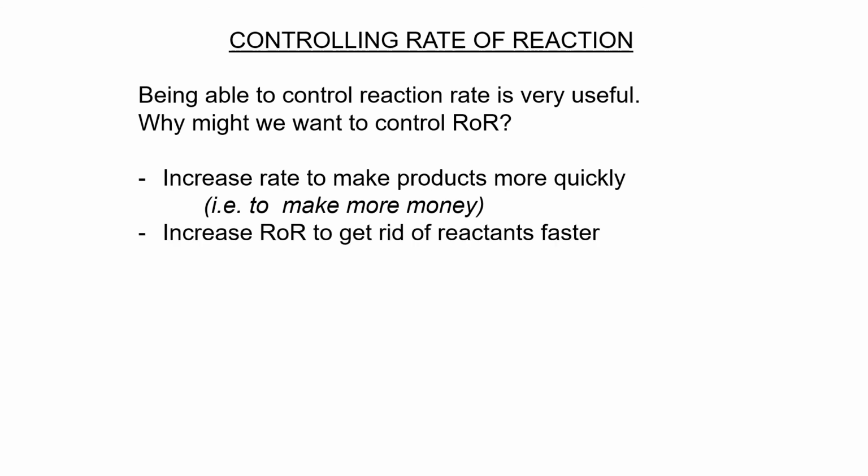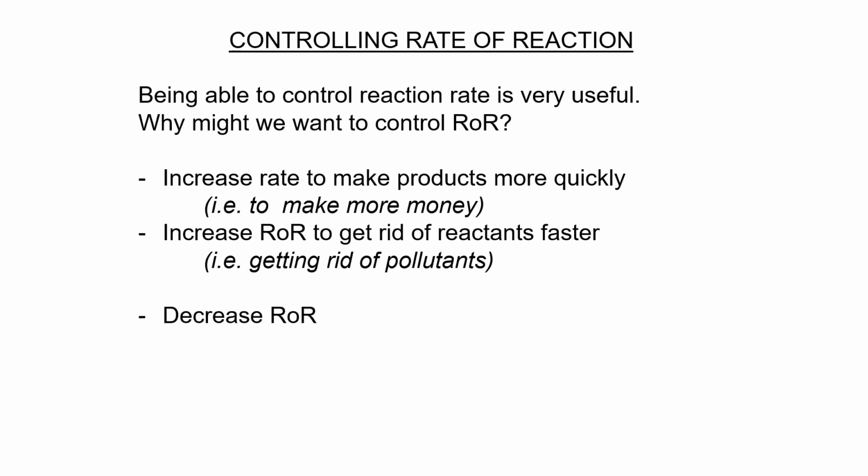We also might want to increase the rate of reaction to get rid of reactants faster. Now, if you've heard of something called a catalytic converter, that is something that is found in the engine of a car that helps to get rid of pollutants and break them down more quickly. So sometimes getting rid of reactants is actually what we want to do. It's not necessarily about making the products.